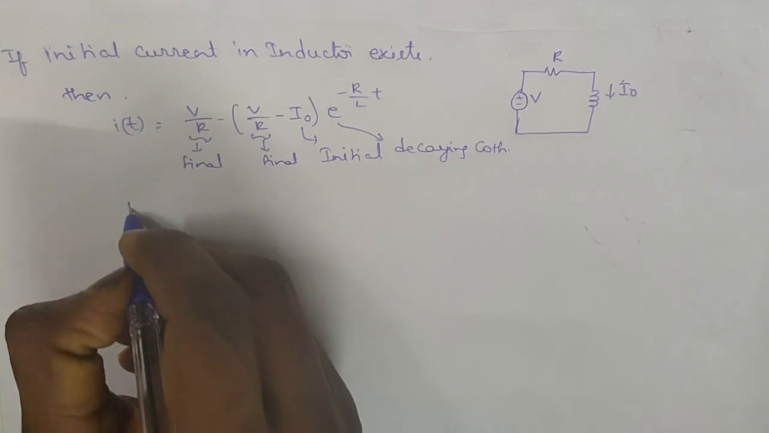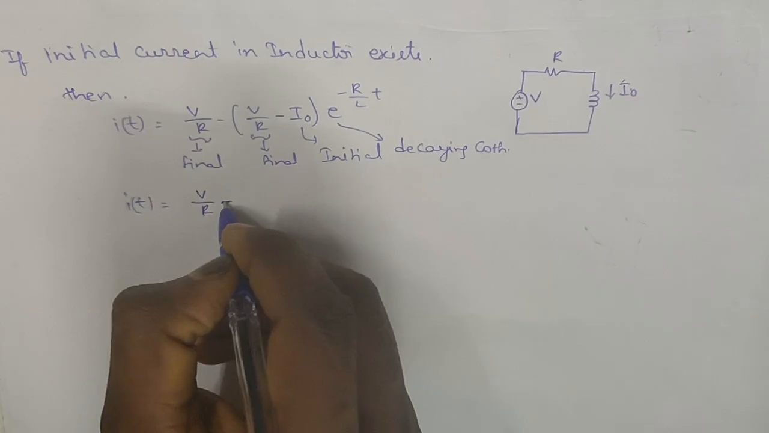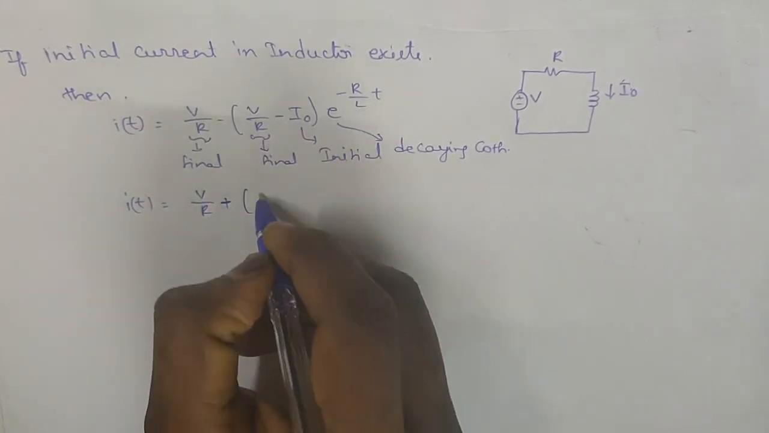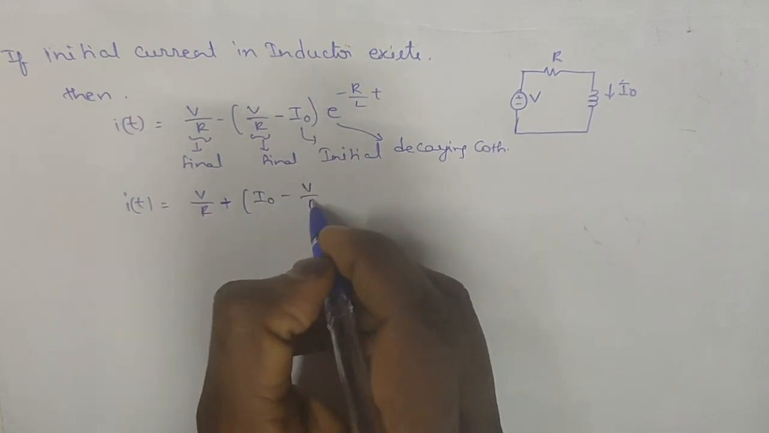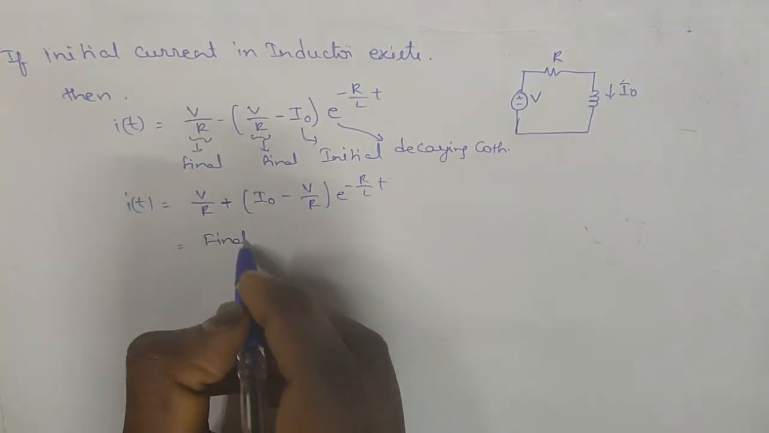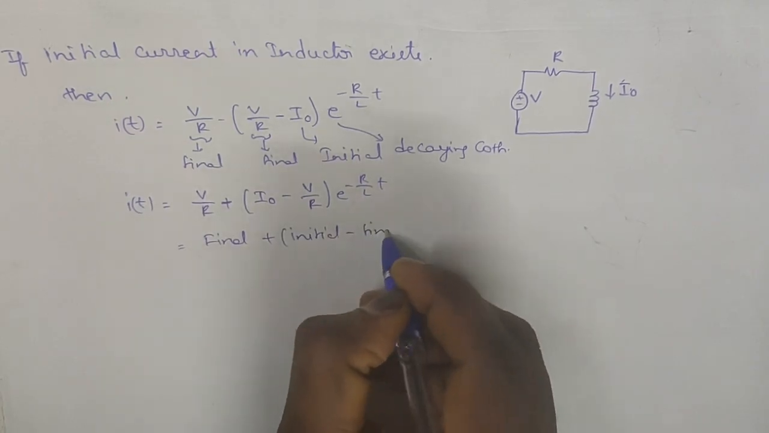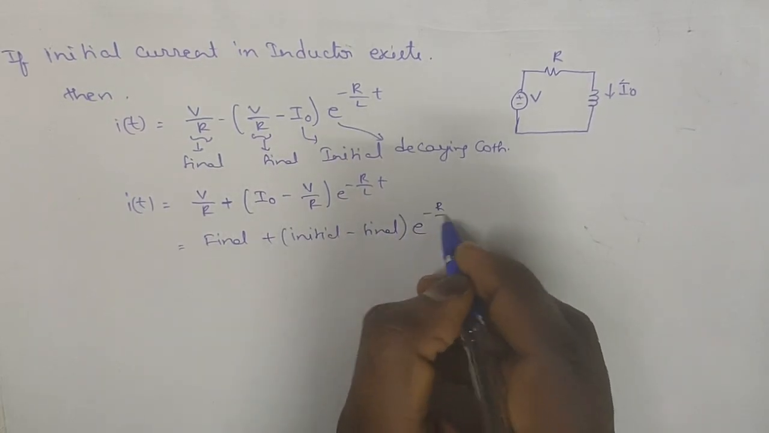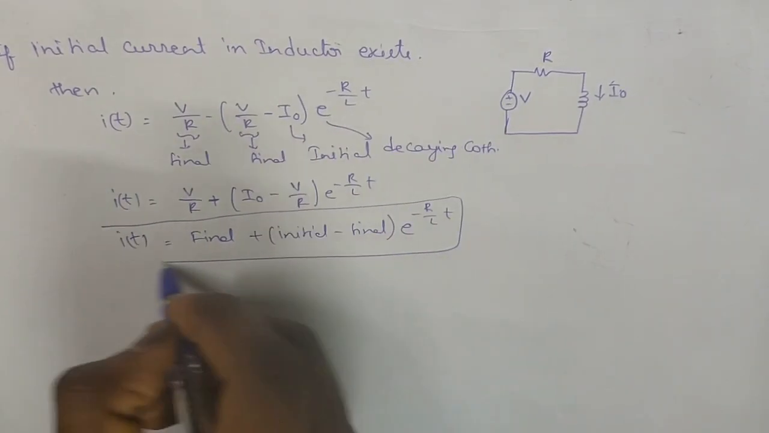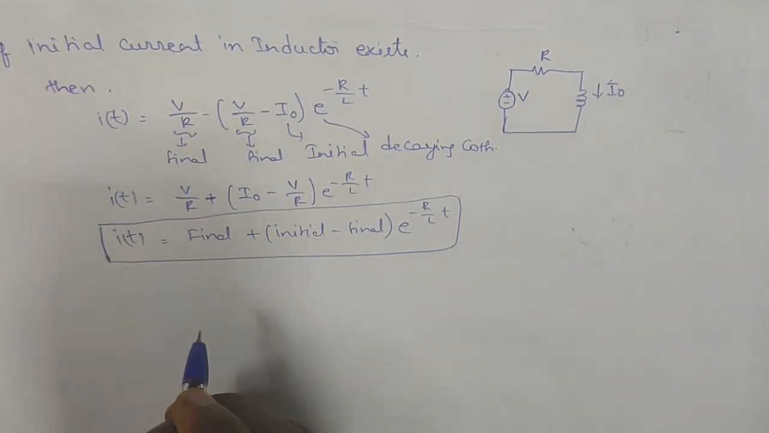So the standard equation can be written as i of t is equal to V by R. If you consider here plus, then if you multiply the minus inside, then I0 minus V by R e power minus R by L of t. That is final value plus initial minus final into decaying coefficient. This is the standard equation to solve any problem in a first order circuit.